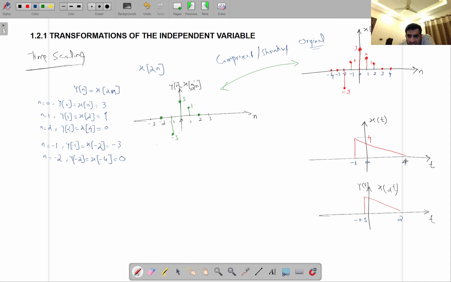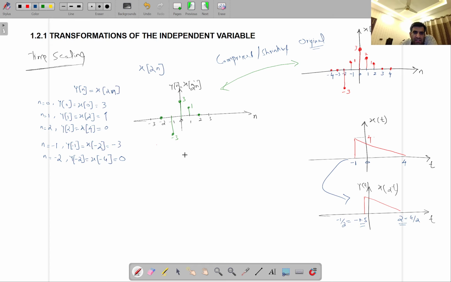Essentially, what I have done is that I have simply divided 4 by 2 and that's going to give me 2. And over here I have simply divided minus 1 by 2 and that's going to give me minus 0.5. So the overall impact of the transformation is that the signal is compressed. You can see the signal is shrunk. Originally the signal duration was from minus 1 to 4, but now the signal duration is from minus 0.5 to 2. The overall signal is compressed.